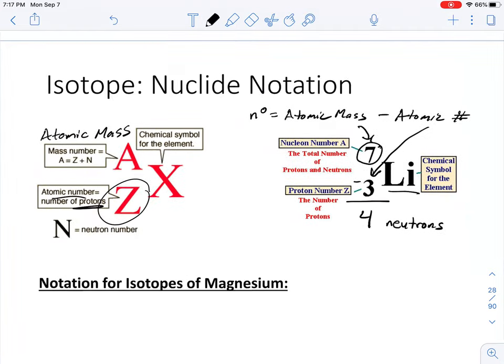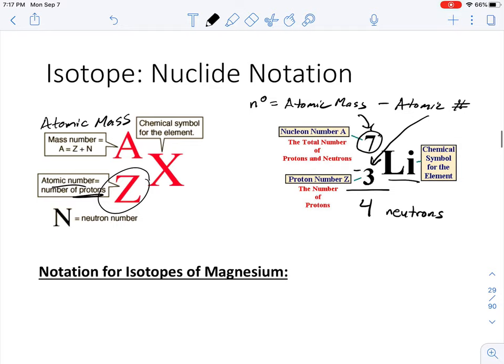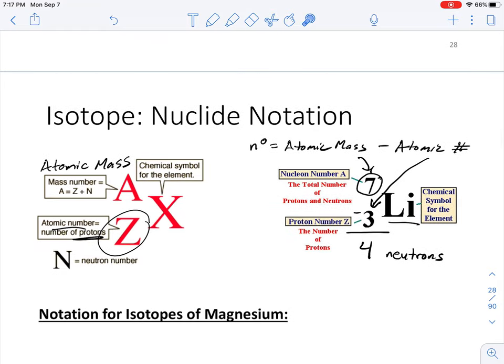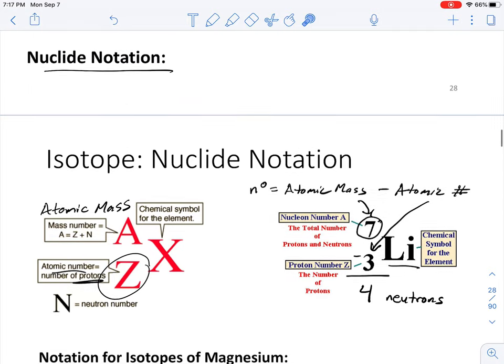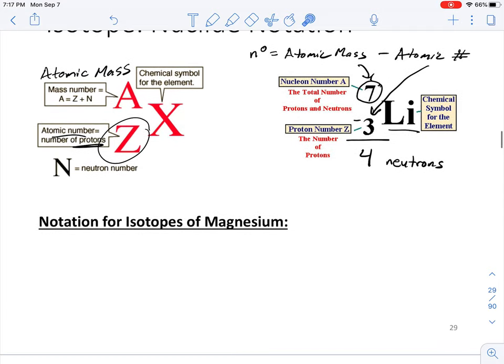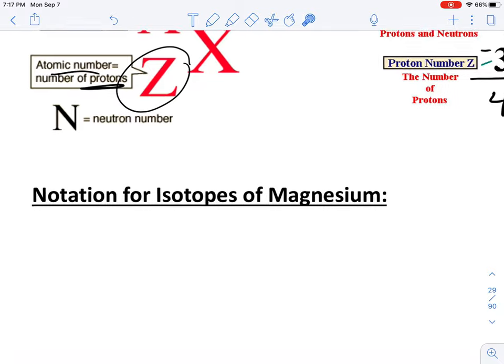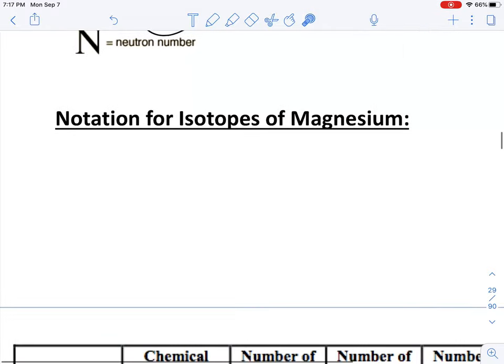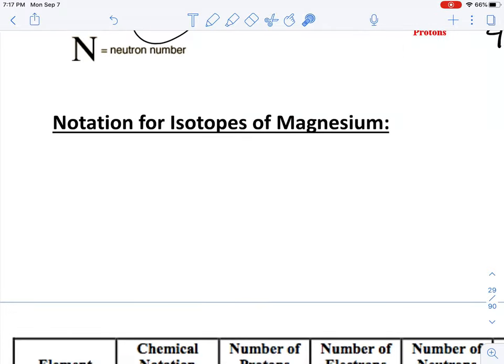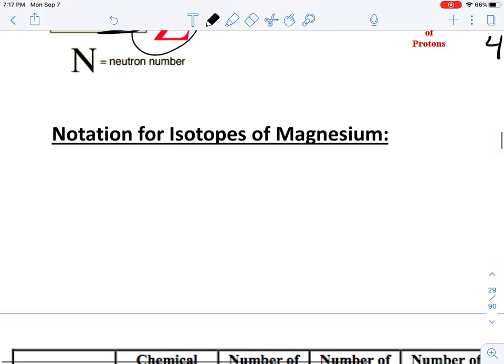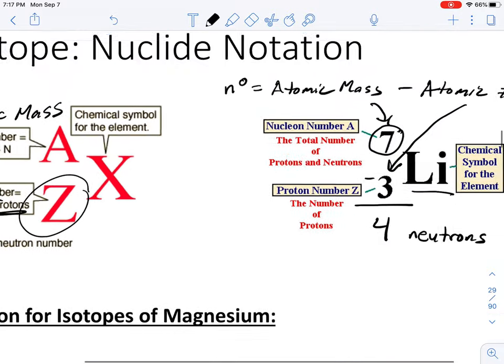Okay. And so that kind of demystifies how the setup of the nuclide notation is. So it's not like this complex thing. We're just trying to make life a little bit easier for us by simply putting the bigger number at the top and the smaller number at the bottom. So we can simply subtract down to calculate the number of neutrons if we wanted to.